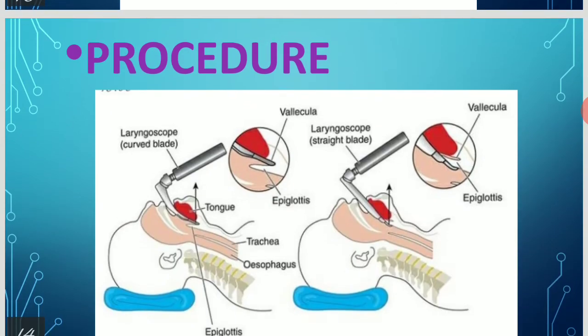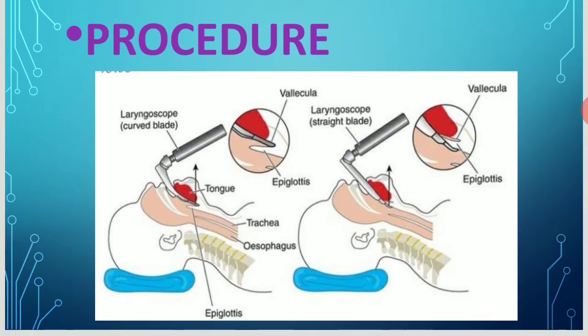Next is the procedure: how to perform endotracheal suction. Placing the endotracheal tube will vary depending on whether the patient is conscious or unconscious. First, the patient is pre-oxygenated with 100% oxygen. Then an oral airway may be used to keep the tongue out of the way and to reduce the chance of biting the ET tube. Then open the patient's mouth and use the laryngoscope to visualize the larynx.